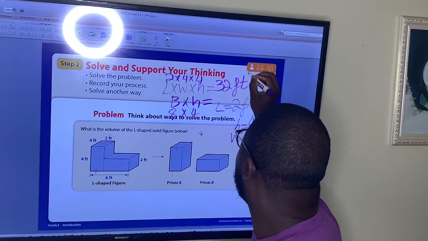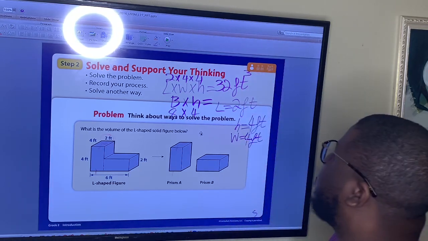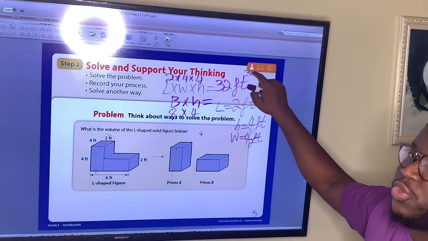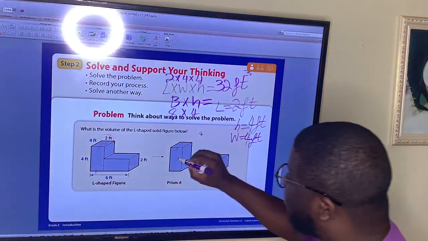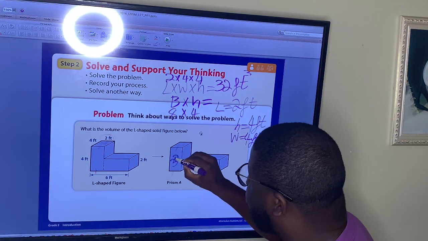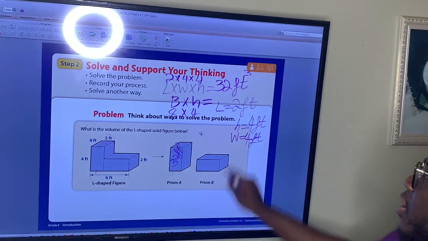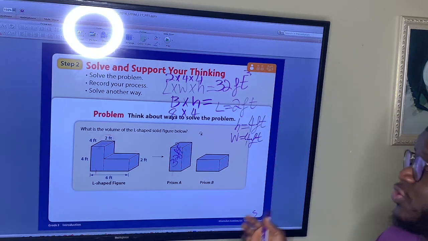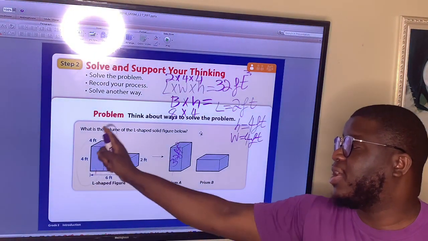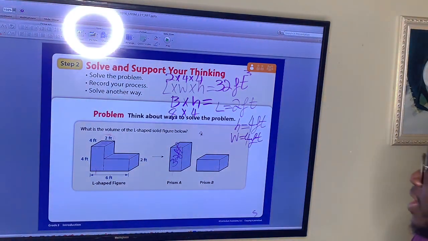32 cubic feet. Volume is measured in cubic feet. So that's the volume of this prism, 32 cubic feet. Not square feet, cubic feet. Volume is measured in cubic feet because it is a 3D shape. I am not done yet.